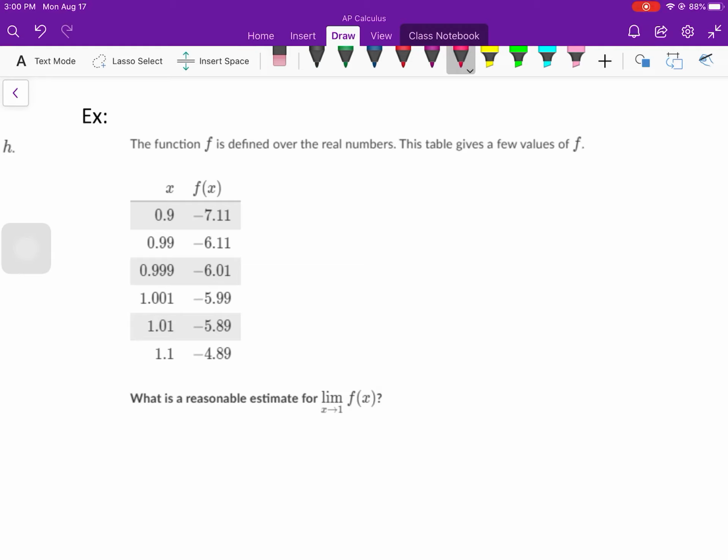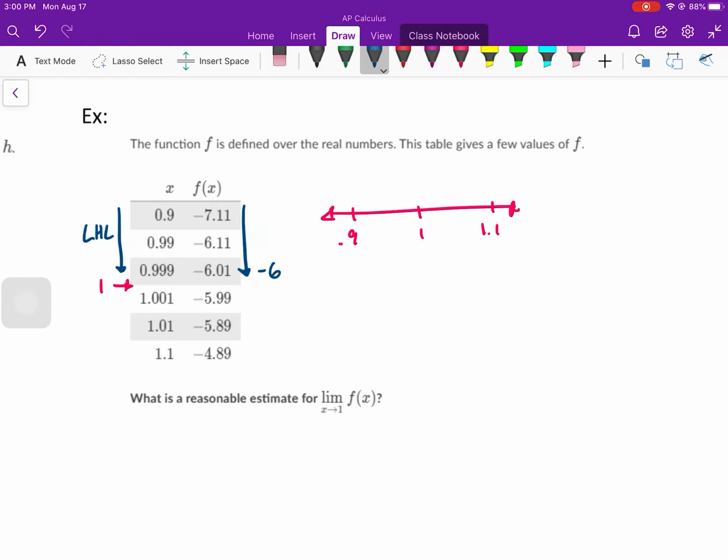This one's just a vertical table. And this time they're saying as it approaches 1. So 1 would be located right here. As we get close from the left, remember if you think of a number line here, 1.1, 0.9, 1 is right in between those two. So from the left is 0.9. This is the left-hand limit. I'll put LHL. And then we do that in a different color. That's the left-hand limit.